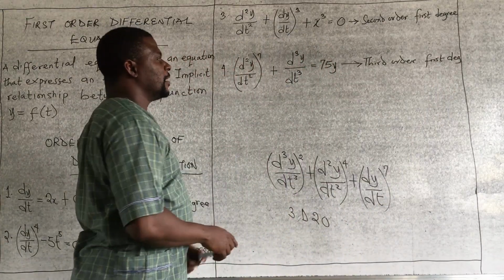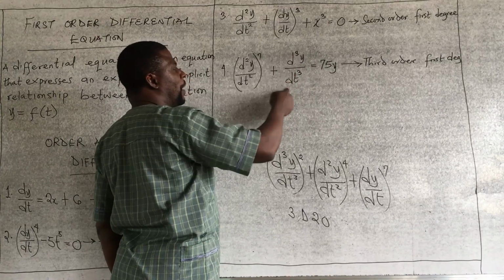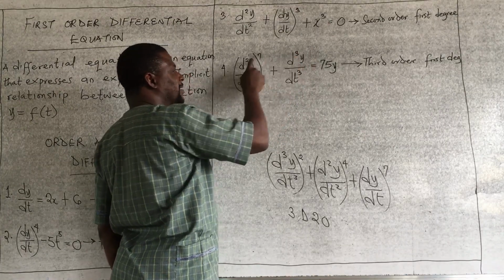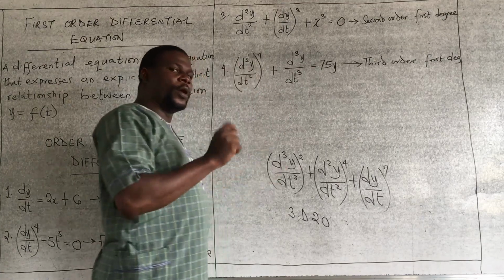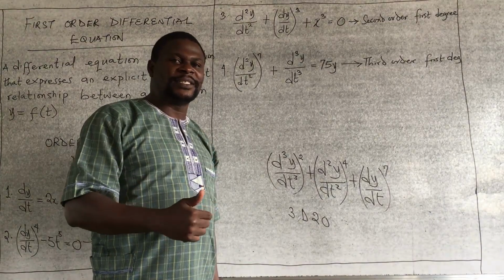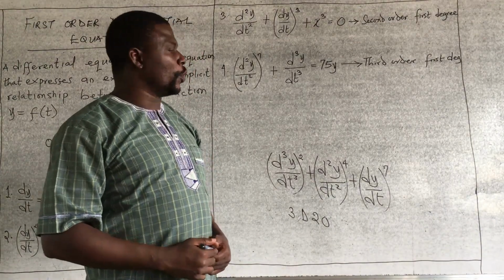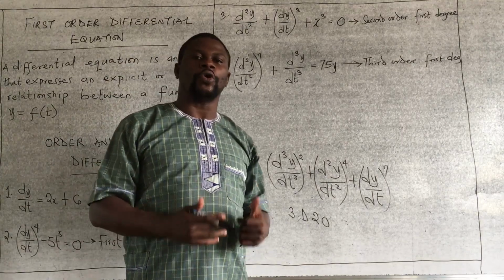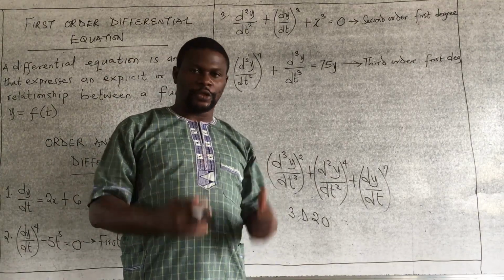Third order, first degree. Why? Because it's raised to power 1. Why do I have to go for it? Because third order is greater than second order. I will always go for the highest order. It is the order that will now determine the degree. So the next thing we now want to be moving to is general solution of differential equation.